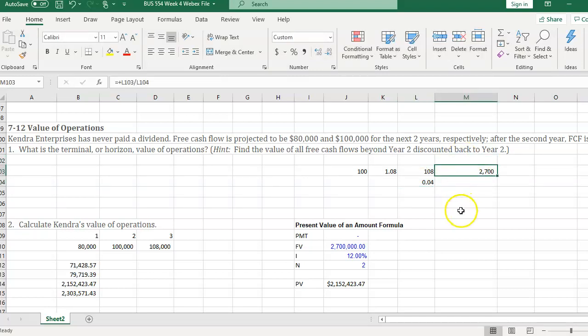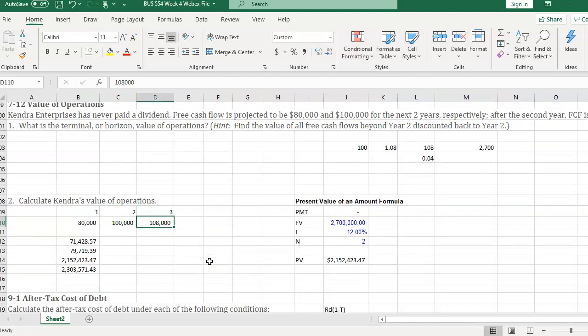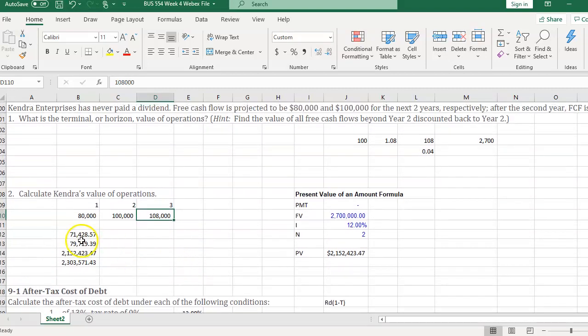2,700,000 of free cash flow as my horizon value. That's my horizon value of cash flows. So the way my cash flow timeline works, in year 1 I get 80, in year 2 I get 100, in year 3 I get 108. And so what I have to do to value this is I have to bring those all down into a present value, which I did right here.